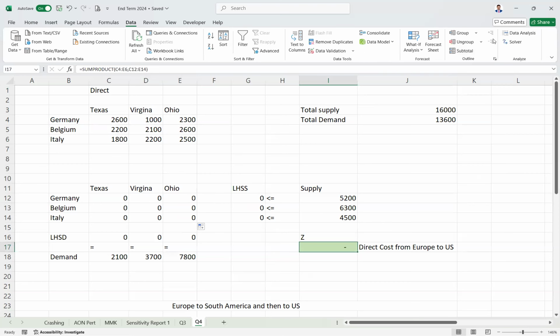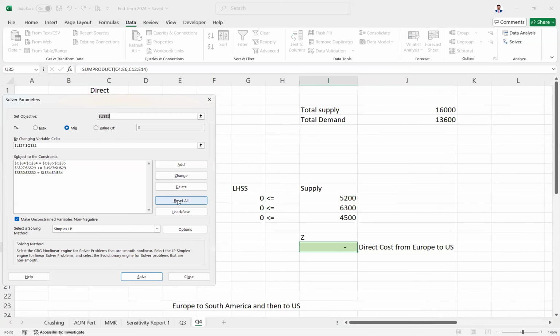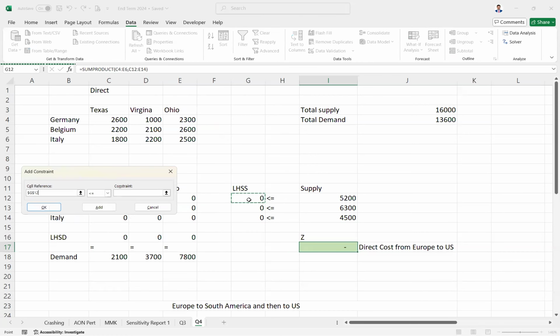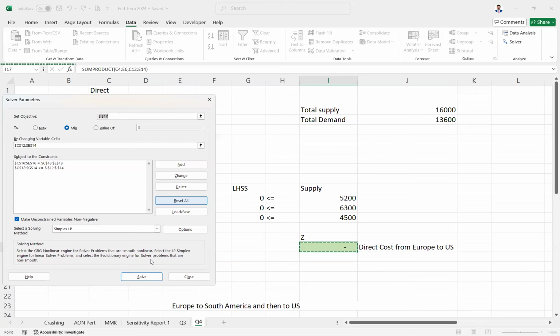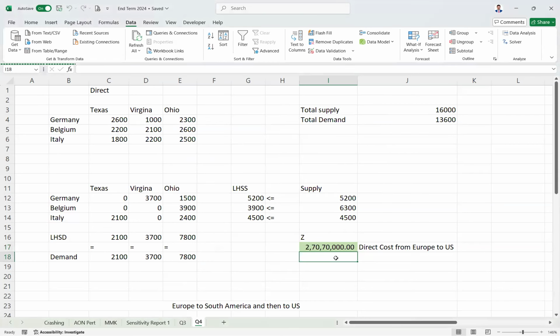Let us see. Going directly into solver, reset all. Then this is your objective function, minimize it, changing these values, then putting your constraints. Now don't forget this is direct shipment. We are not going anywhere else, directly from Europe to US. Then okay, simplex LP, solve. Solver found a solution. So this is the direct cost. Right, you have got the direct cost.